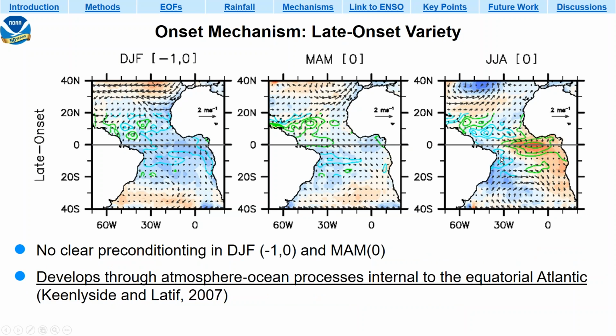Okay, the last one is the late-onset flavor. In this case, there is no external preconditioning in winter or spring along the equator. There is very little preconditioning factor, but then suddenly in JJA a large Atlantic Niño develops here. Because we don't see much preconditioning or external forcing, we think that it is driven by atmosphere-ocean processes internal to the equatorial Atlantic.